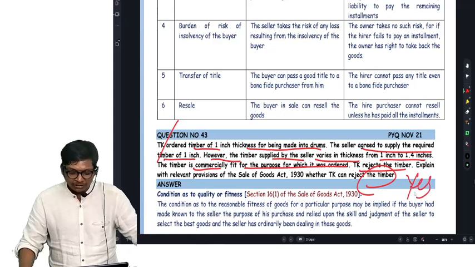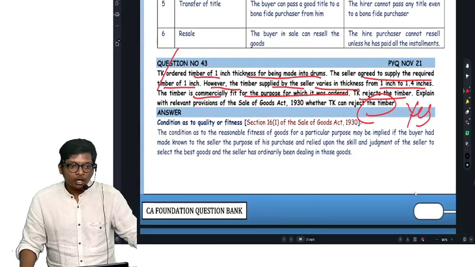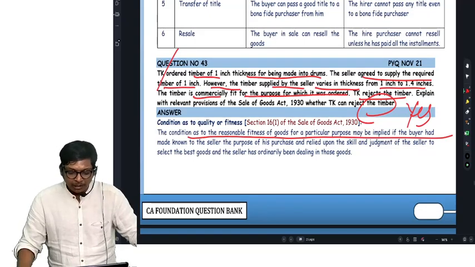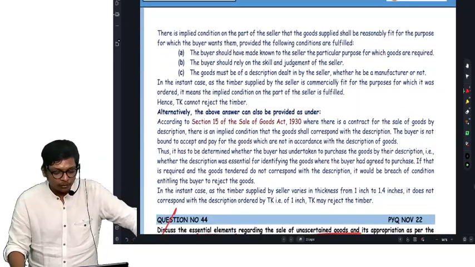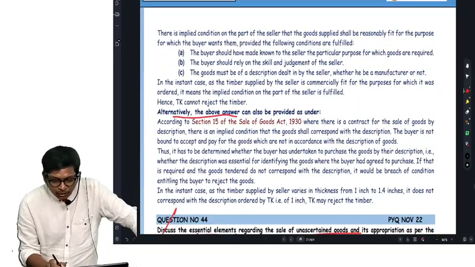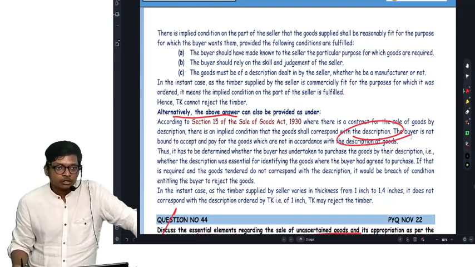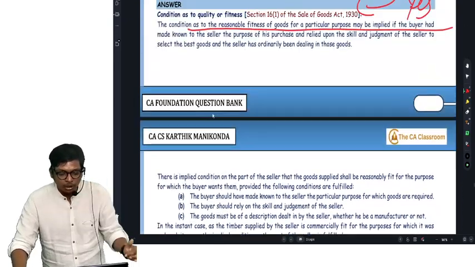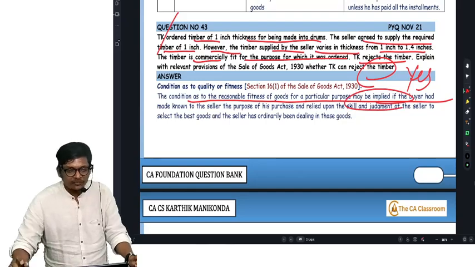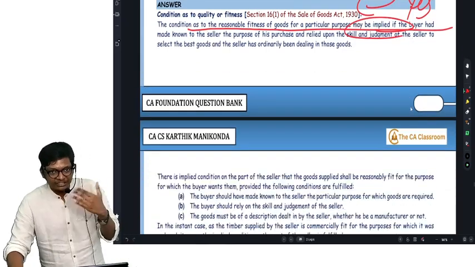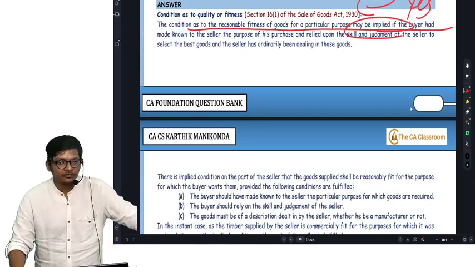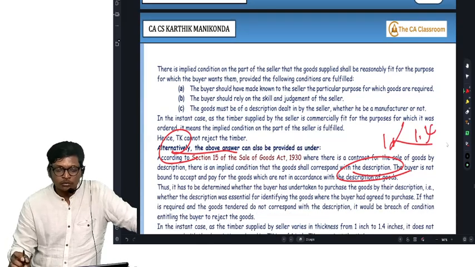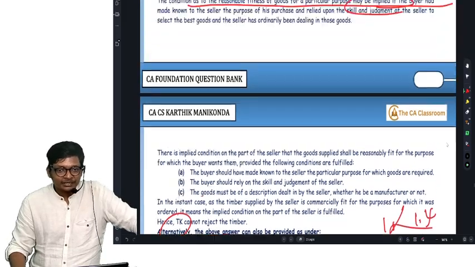Yes, because of sale by description or quality or fitness. Condition as to quality or fitness. I asked for one thing and it didn't come. That's it. Are you following, guys? Alternatively, you can answer with description. So they are giving both answers. See, alternative: you can answer by description or you can answer by quality or fitness. Sir, in the exam what should we write? Whichever you write, any one is enough. Description: I asked for 1 inch, I got 1.4. Not allowed. Are you getting it, guys? Clear?